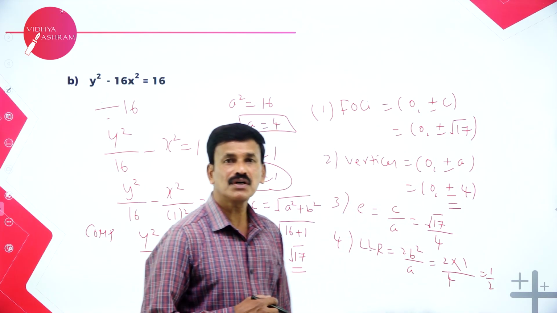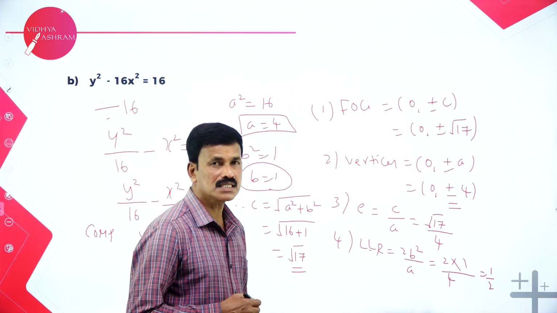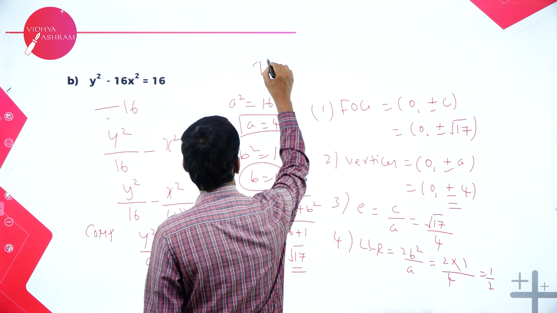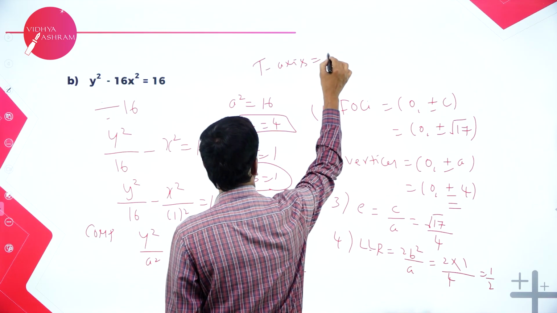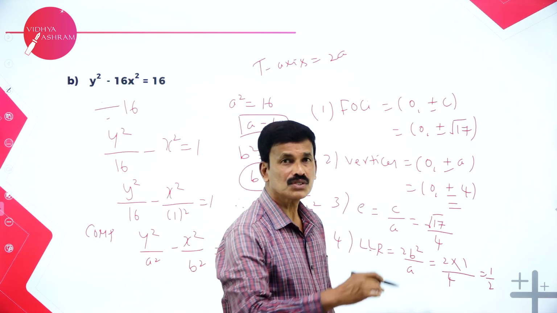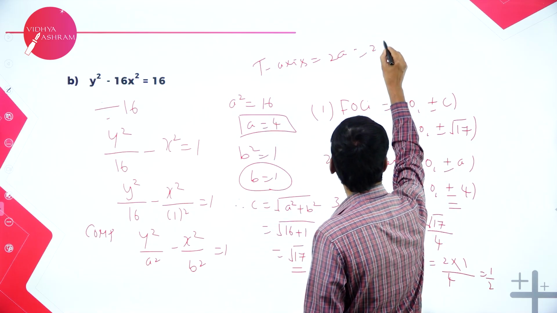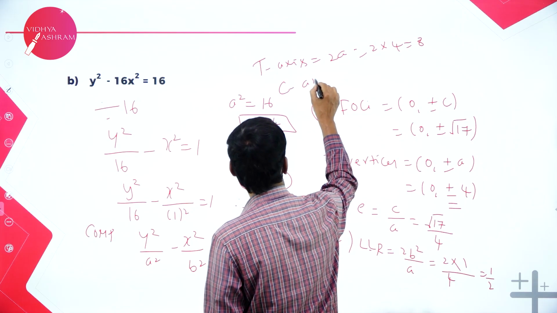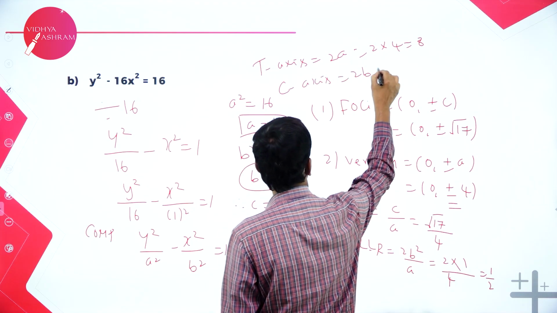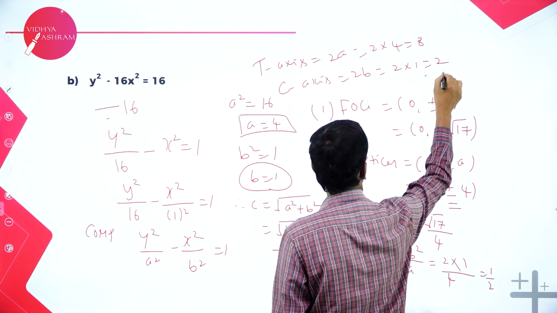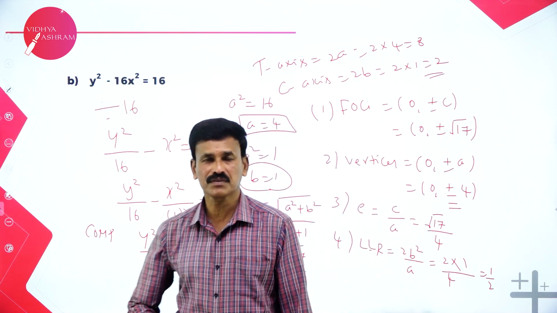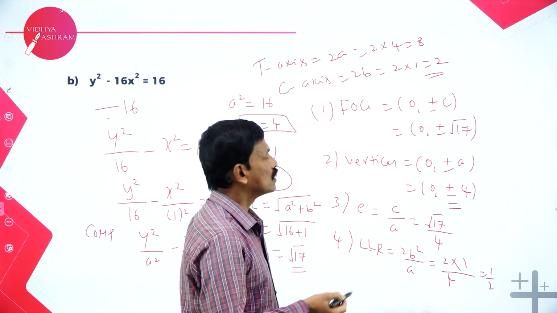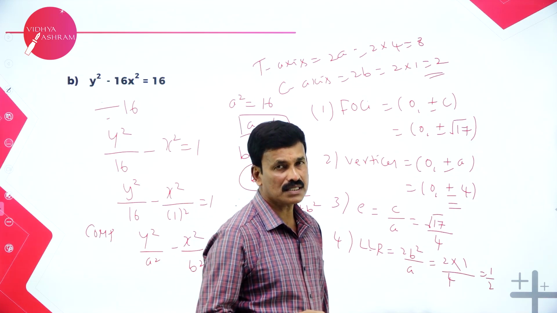Now, suppose you want to find the length of a transverse axis and conjugate axis. Length of transverse axis is equal to 2 times a, so 2 into 4 is 8. Similarly, length of conjugate axis is 2 times b, that's equal to 2 into 1 is equal to 2. So the transverse axis is 2a and the conjugate axis is 2b. So 8 and 2 are the lengths of the axes.